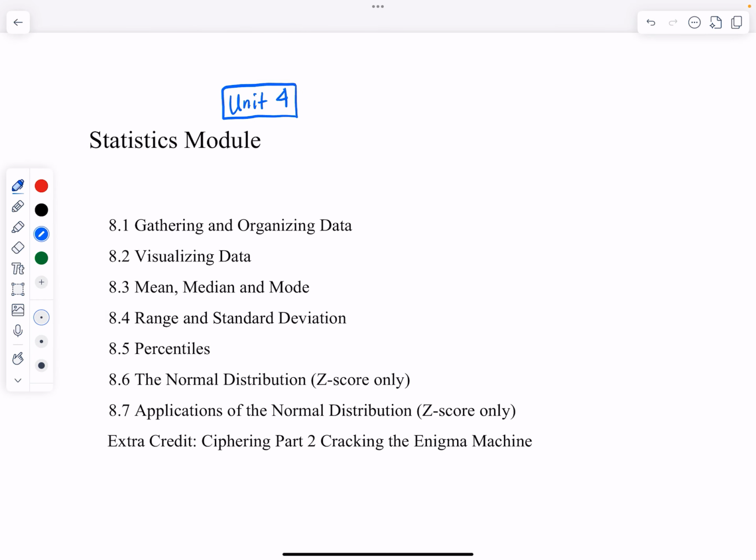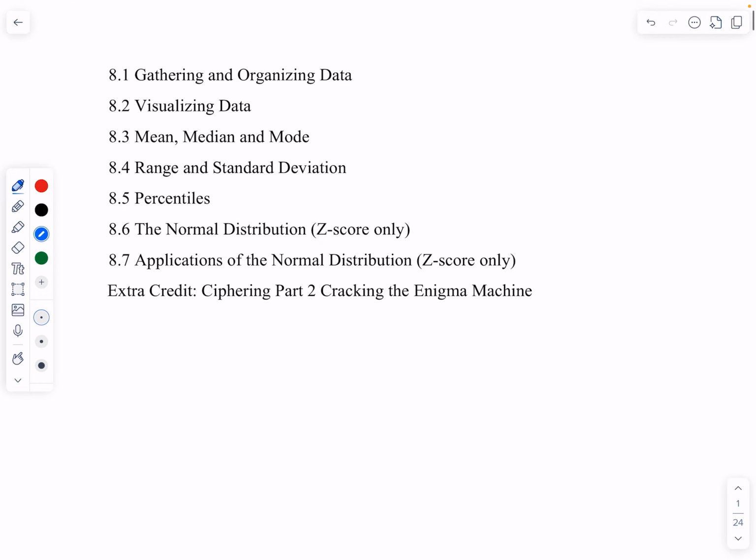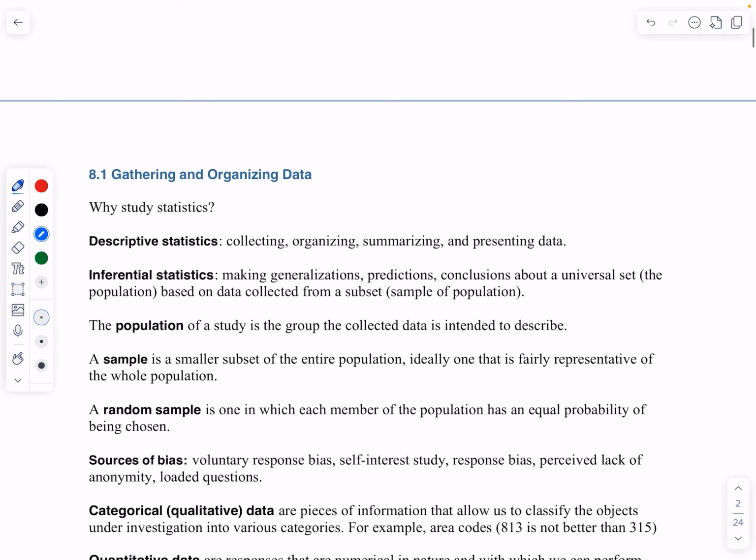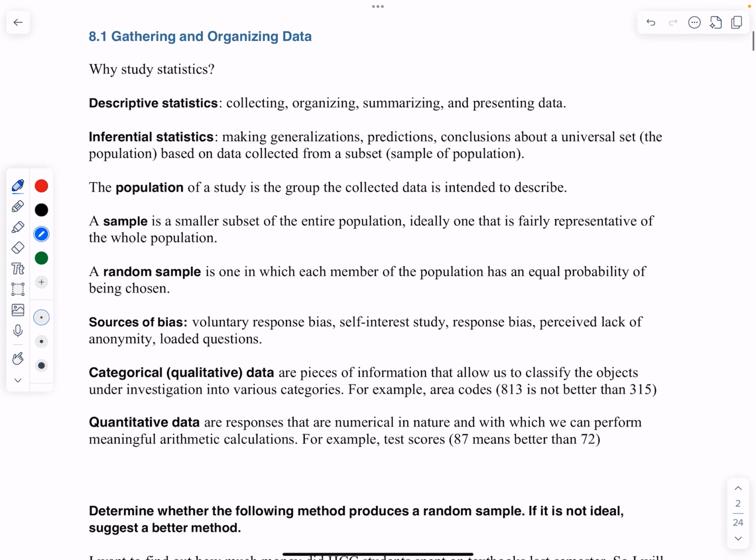This is our last unit, Unit 4, and this unit is covering statistics. So what we're going to do is talk about how to gather and organize data, visualize it, and then we'll be talking about the mean, median, mode, range, standard deviation, percentiles, and the normal distribution. All right, so I'm going to go ahead and get started here. We're going to look at section 8.1, gathering and organizing data.